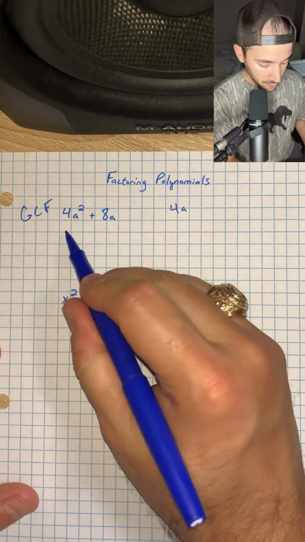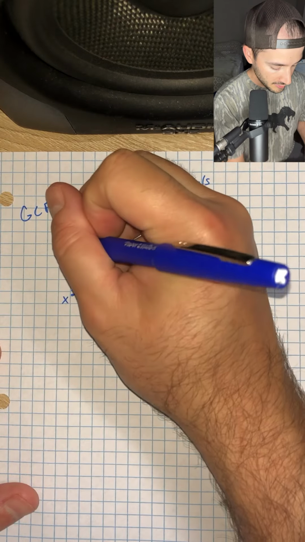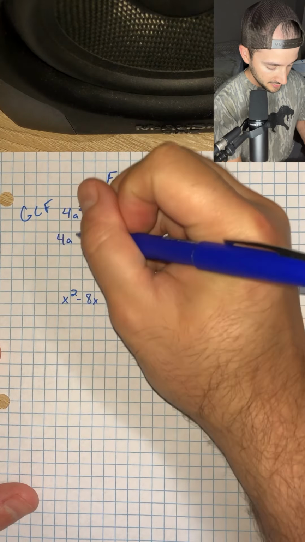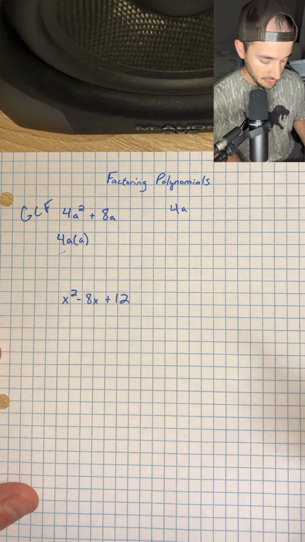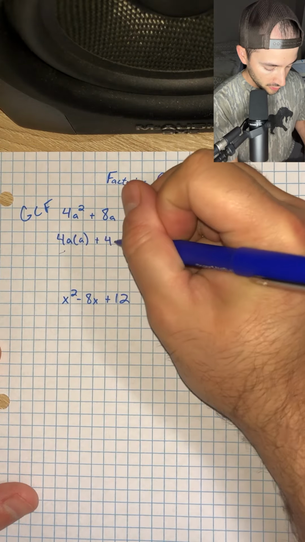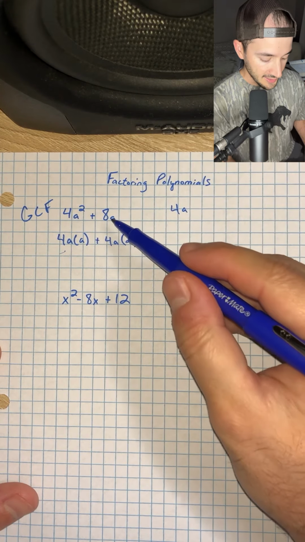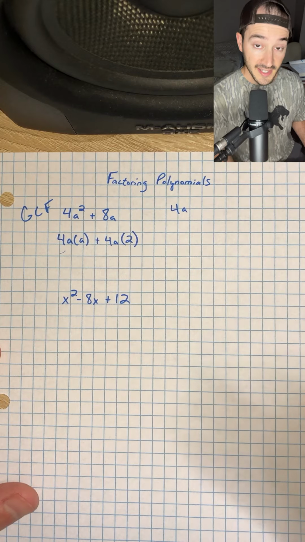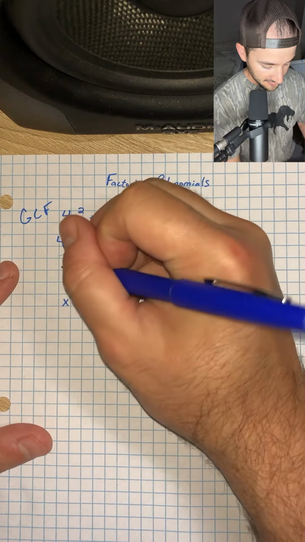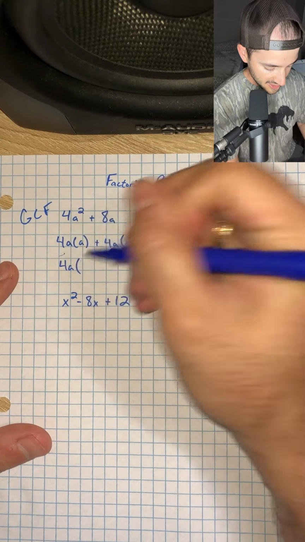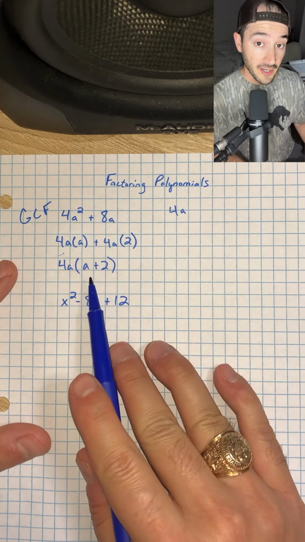So if we rewrite both of these terms, 4a squared can be rewritten as 4a times a, because 4a times a would be 4a squared, and then plus 4a times 2 is the same thing as 8a, because 4a times 2 is 8a. So now we can regroup these and rewrite this as 4a times (a plus 2), and that would be our final answer.